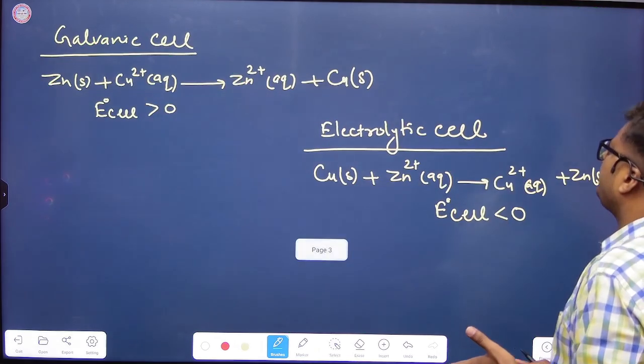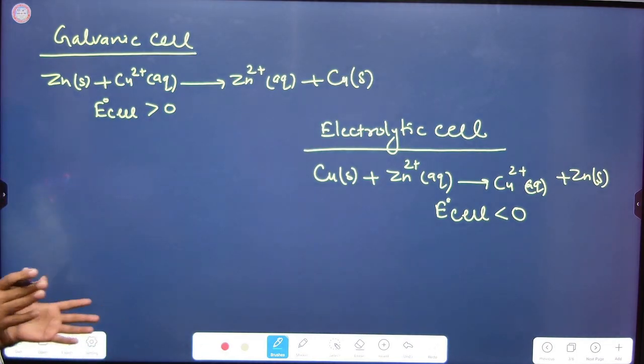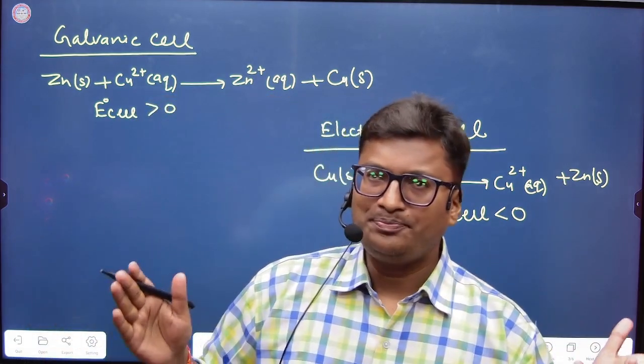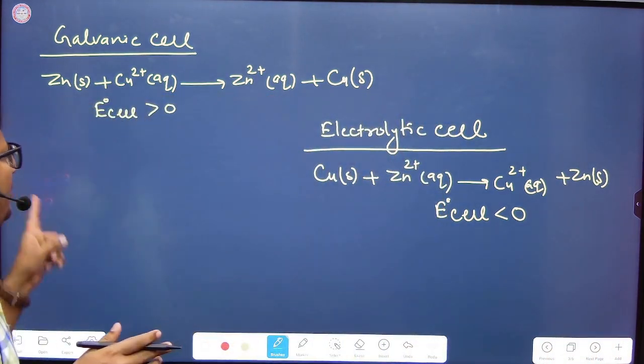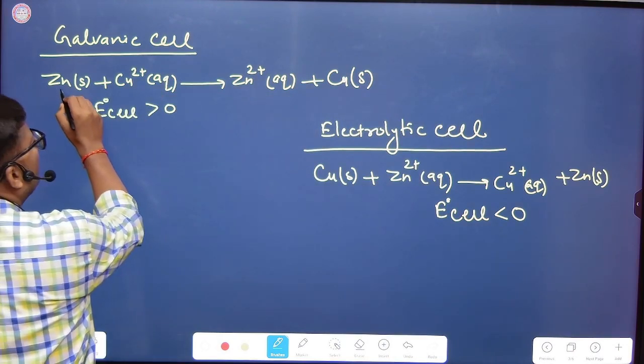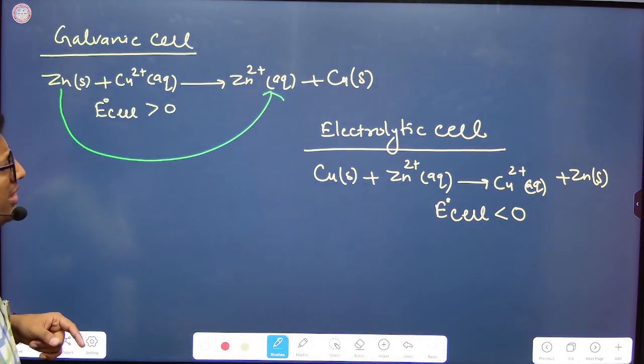So now in the galvanic cell, as you have studied in previous lectures, in the zinc copper galvanic cell, what happens? Zinc solid dissolves as Zn2 plus aqueous.